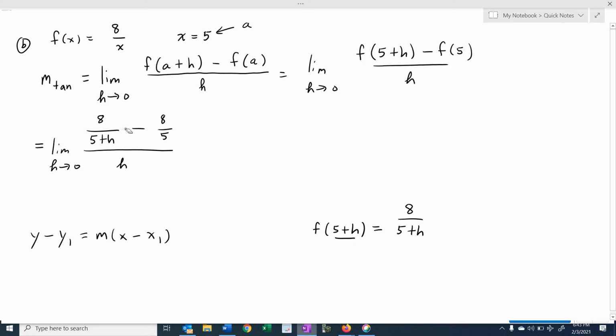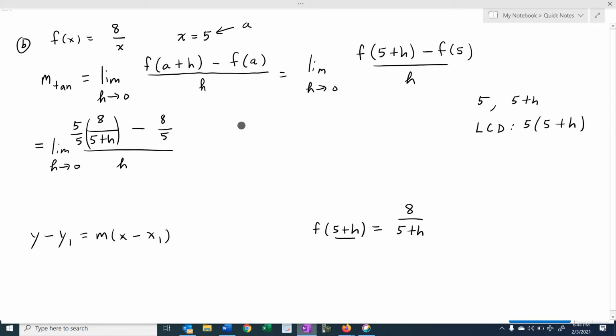And when you have fractions, typically the way you do this is you try to get a common denominator. So let's try to get a common denominator here between 5 and 5 plus h. The least common denominator is simply 5 times 5 plus h. And so you can see that this fraction over here is missing this factor of 5, so I'm going to force that in by multiplying it by 5 over 5. Of course, it's perfectly legal to do this because 5 over 5 is equal to 1, and I'm not changing the value of this fraction. I'm just changing the way it looks.